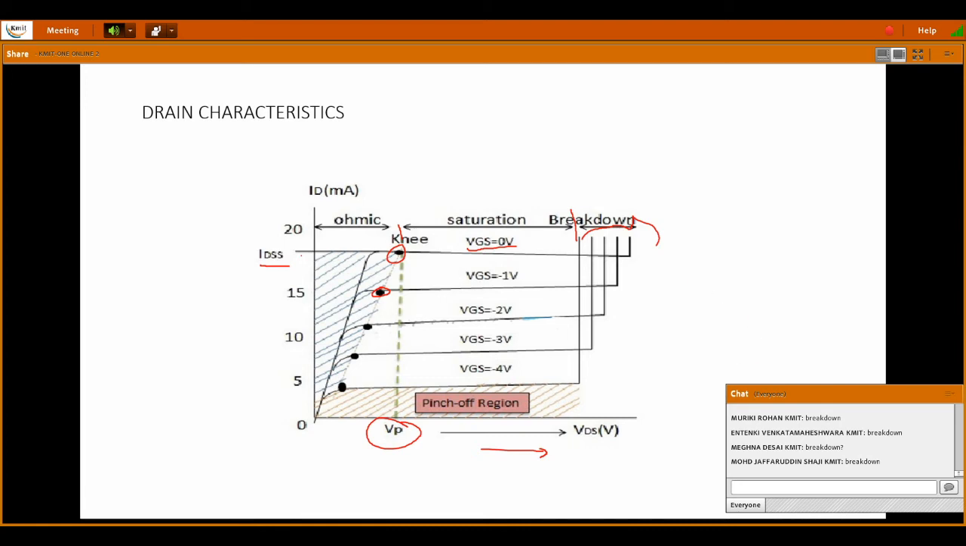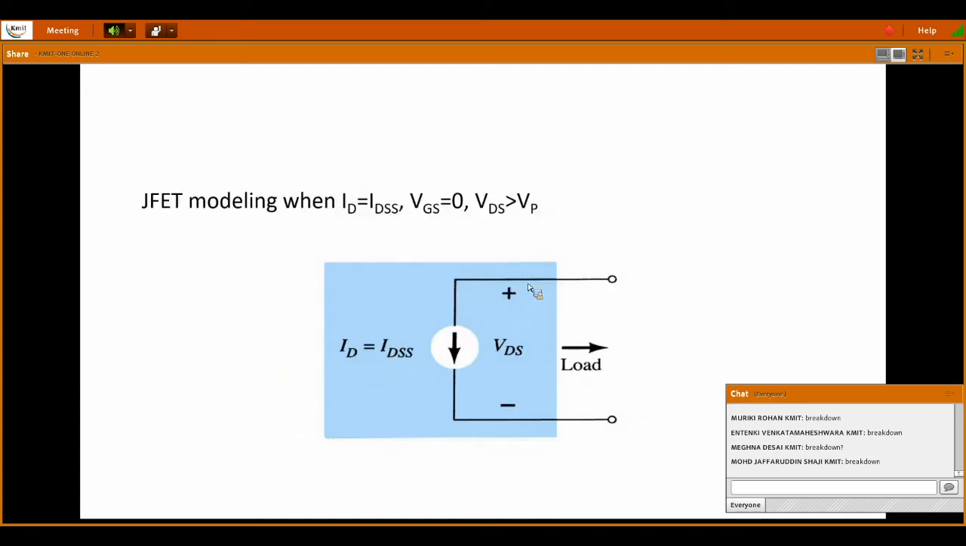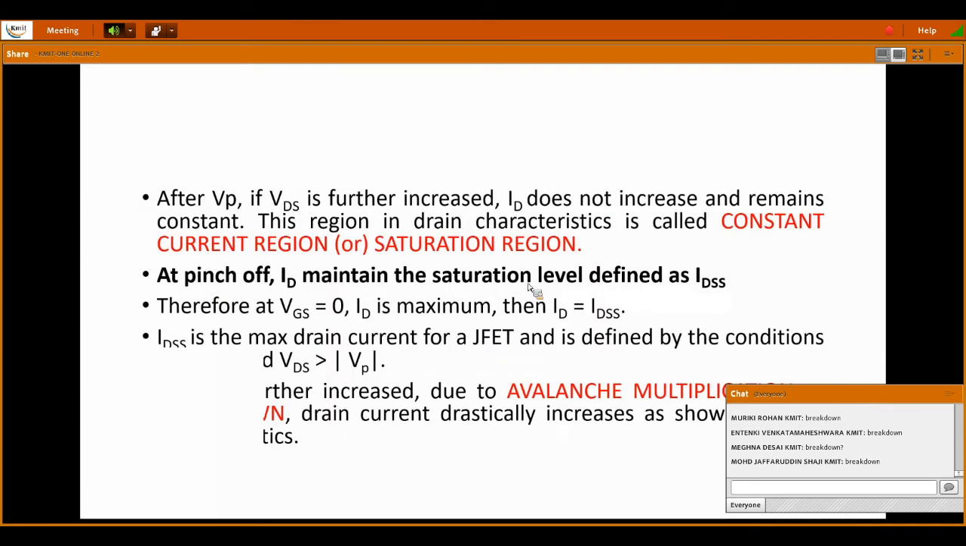Now the next cases we will see, that is the third and fourth case, where we give a supply to VGS, that is, the gate to source supply is being given. So this we will see. The points are written here. Read the first point.